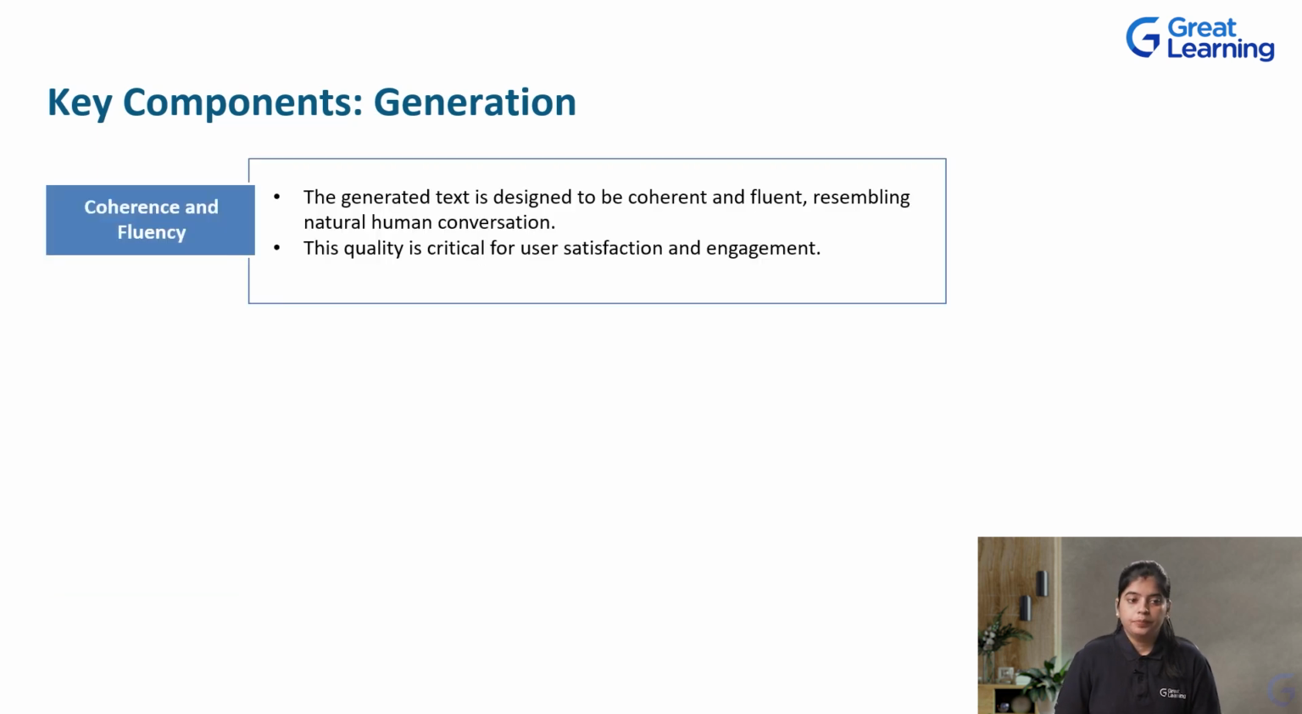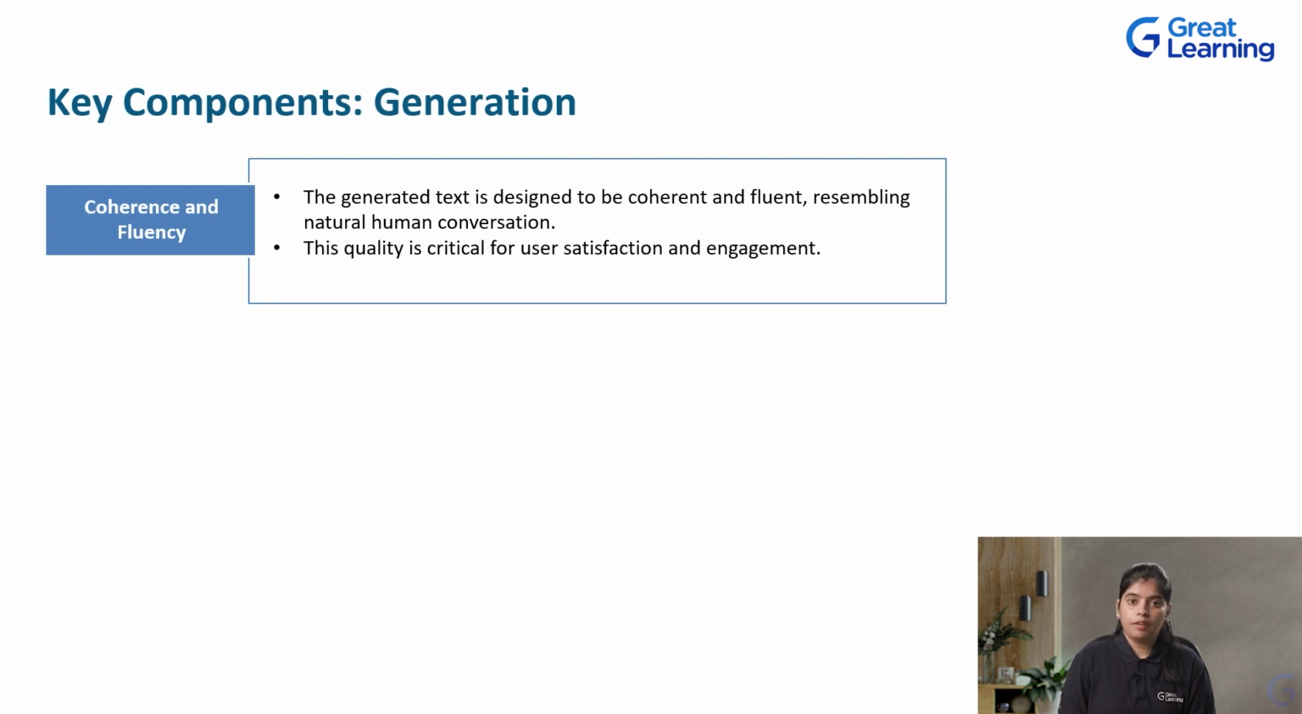Next comes coherence and fluency. Now what is it? The generated text is designed to be coherent and fluent, resembling natural human conversation. This quality is critical for user satisfaction and engagement.